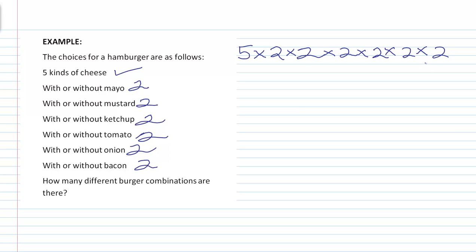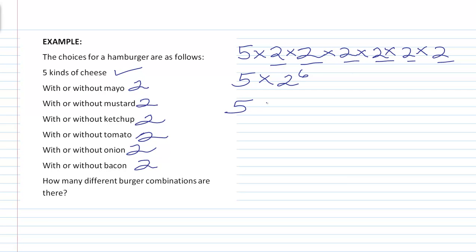So in order to find the number of ways to make our cheeseburger, we multiply 5 times, and I can write this as an exponent, 2 to the 6th. Now you could just simply multiply 5 times 2 is 10, times 2 is 20, times 2 is 40, times 2 is 80, times 2 is 160, times 2 is 320.